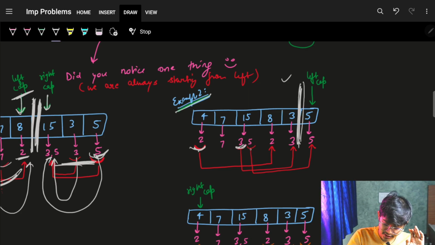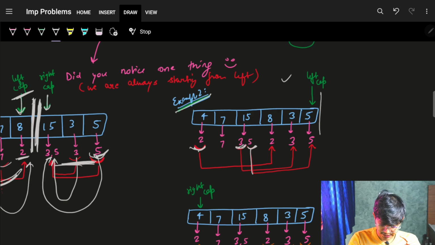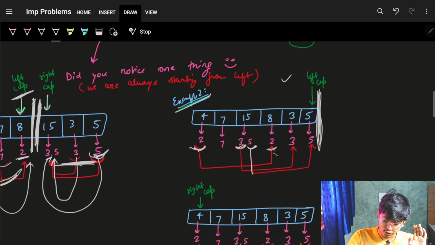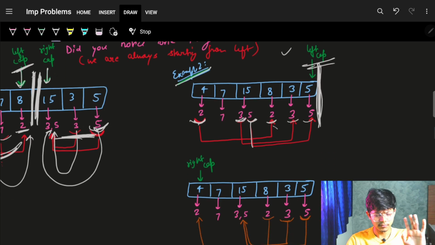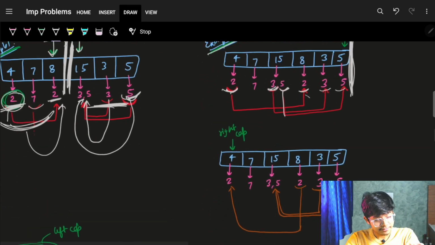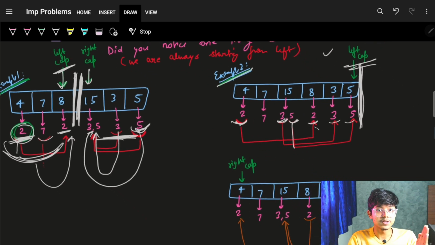Cool, no worries. Now I see a 5. Oh, okay, its last location is beyond that. Okay, I need to put my left bar here. I'll just look at 2. Okay, no location after it. I'll look at 3. Okay, no location after it. I'll look at 5. No location. So basically my left bar, or my left cap, is right here.